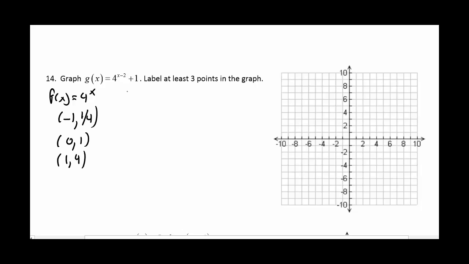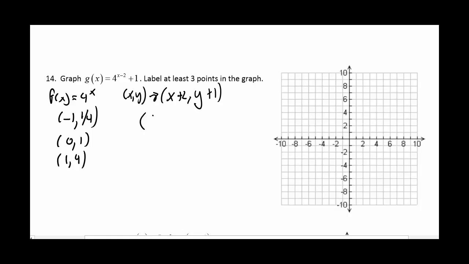And so then I'm going to look at my mapping rules. So in my mapping rules, I'm looking inside the function, so inside the exponent. So it says x minus 2, so that means I'm opposite of what I see, so x plus 2. And y is going to be based on the outside, so y plus 1. So that's what I need to do, is I just need to add 2 to the x's and add 1 to the y's. So let's add 2 real quick.